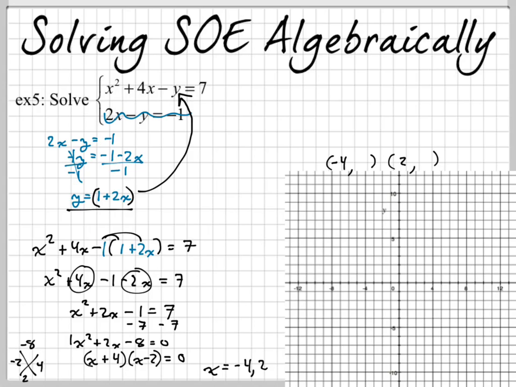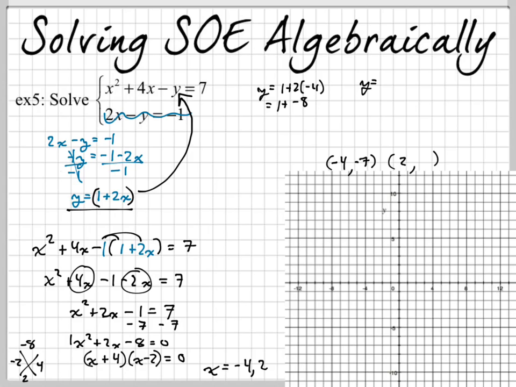Okay, so I plug in, let's see, y equals 1 plus 2 times negative 4. That'll be negative 8. Add the 1. What do we get? Negative 7. Right? Am I good? Okay, then we have the other one.